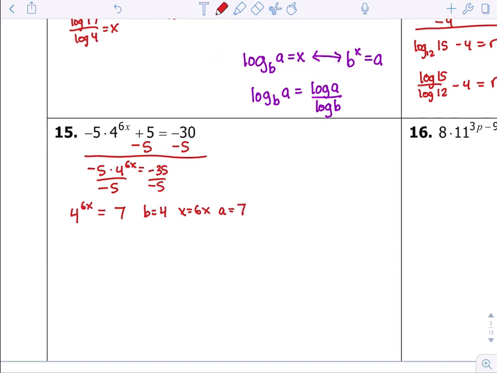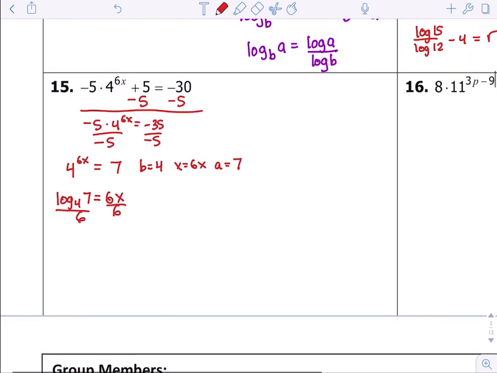Changing it to log form, log base 4 of 7 is equal to 6x. Divide both sides by 6 to isolate the x, so log base 4 of 7, all divided by 6, is equal to x. Use the change of base formula for those logs, so log of 7 divided by log of 4, all divided by 6, is equal to x. Put that into your calculator, so x is roughly around 0.23.